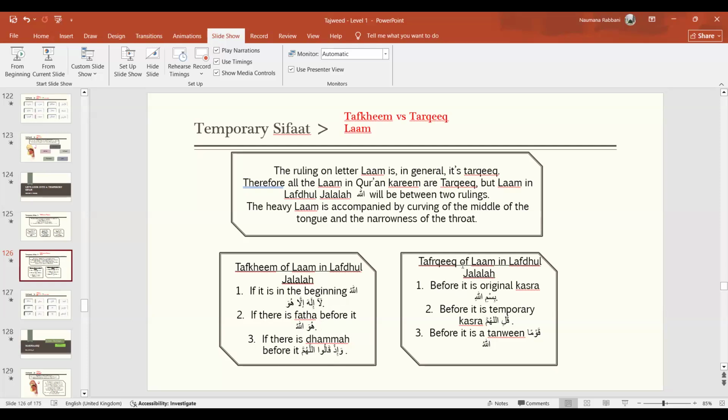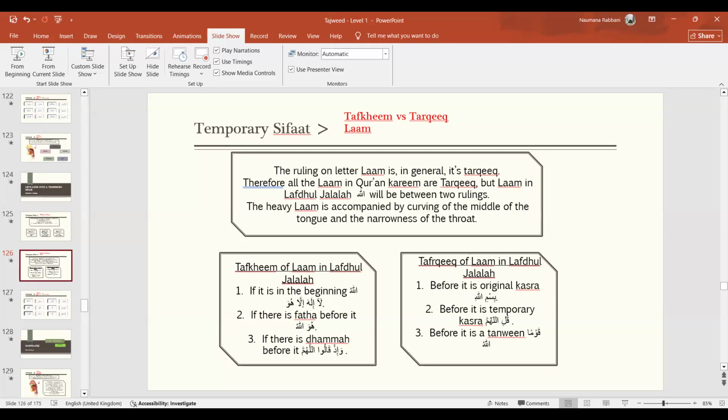Tarqiq of the letter lam is when there is a kasra before it. So in lafzul jalala, if there is a kasra before it, Bismillah. It is huwa Allah, but Bismillah. And if there is a temporary kasra before it, Qulillahumma. This is just a rule, so be mindful. In the Quran Kareem it is already written, so there is a temporary kasra.